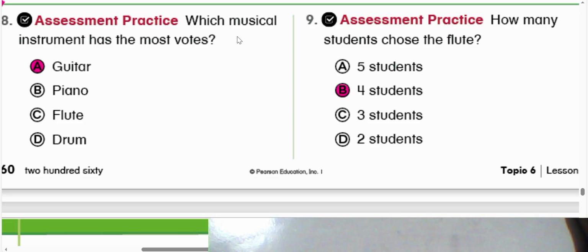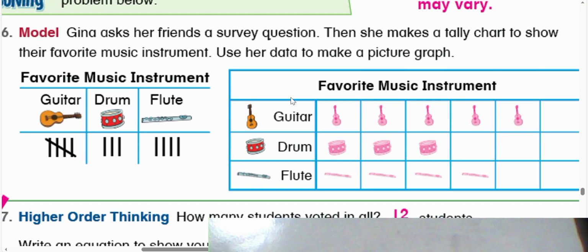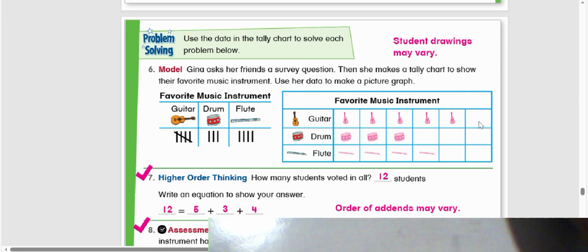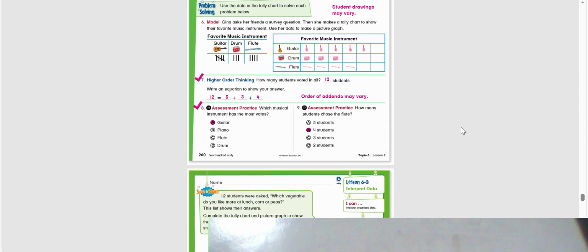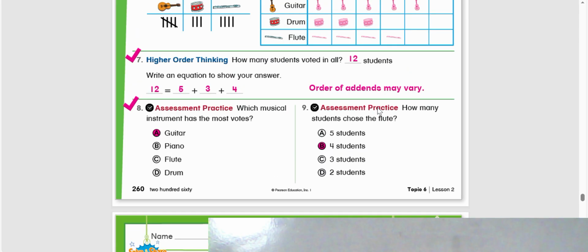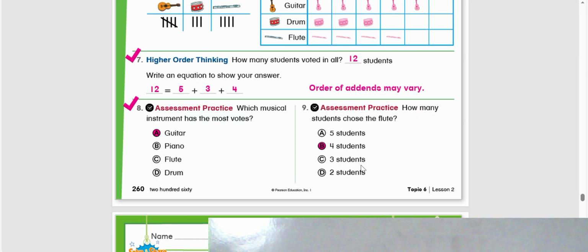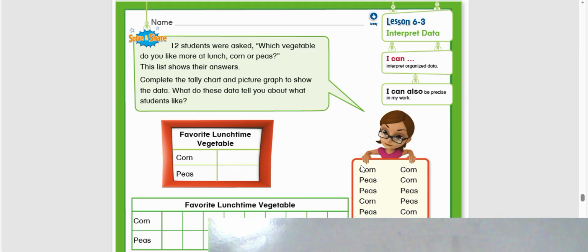Assessment practice. Which musical instrument has the most votes? It will be guitar, the most. Look at here, guitar was the most. The most number here will be 5. And the next question down here asks how many students choose flute. We can count here 1, 2, 3, 4. 4 students. Next lesson, next page.